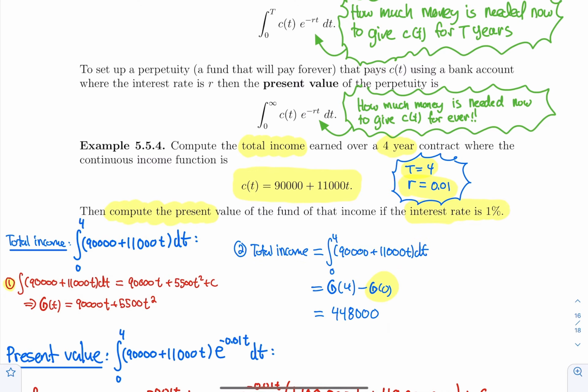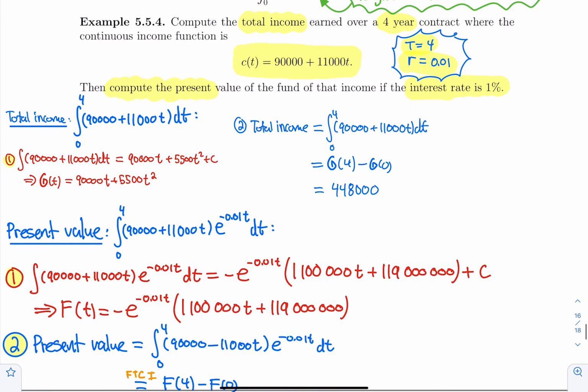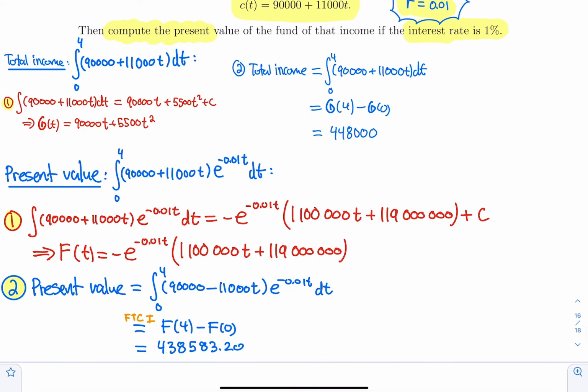Now, if you want to compute the present value, so how much money you need right now in order to give as much money for the contract over 4 years, this is what you need to compute. You need to compute the integral between 0 and 4 of c(t) e to the power of minus 0.01t. Again, initially you don't care about the bounds, so you can view this as an indefinite integral question. So let's compute the integral of 90,000 plus 11,000t times e to the power of minus 0.01t dt.